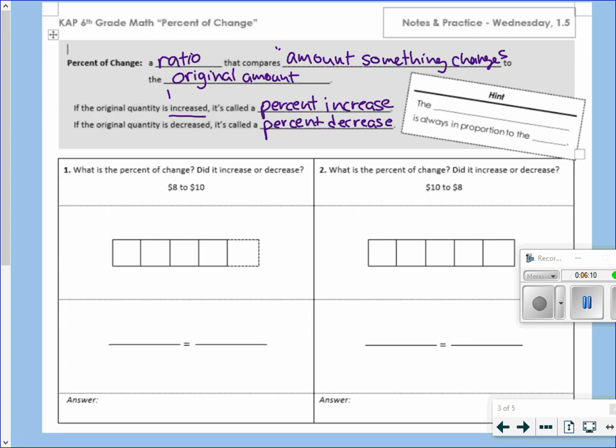Okay, so let's look at an example so maybe you know what Ms. Huddle's talking about a little bit more. She's being a little weird right now.